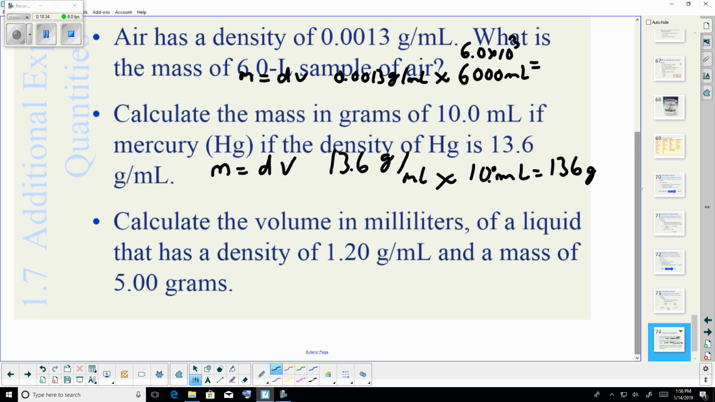Last one, calculate the volume in milliliters of a liquid that has a density of 1.2 grams per milliliter and a mass of 5 grams. Rearrange an equation. Volume is equal to mass divided by density. Mass is 5.00 grams. Density is 1.20 grams per milliliter, whatever that comes out to be. 4 something.